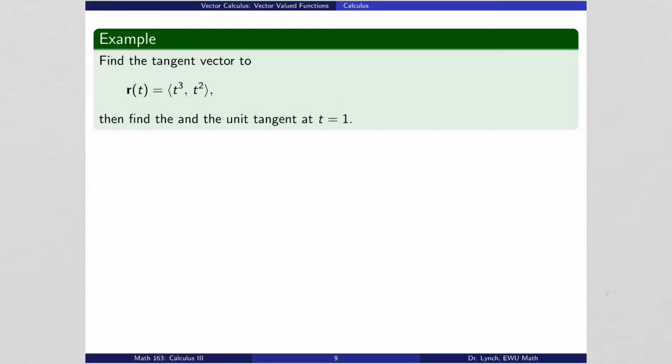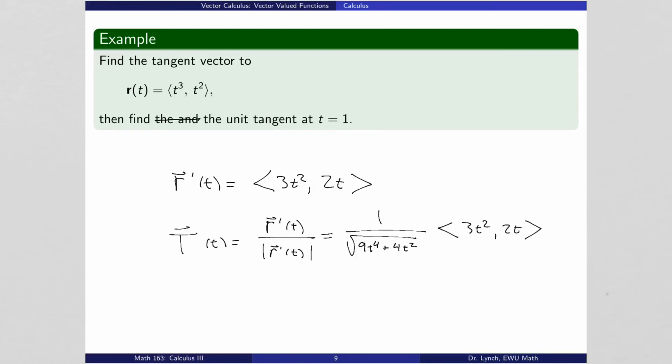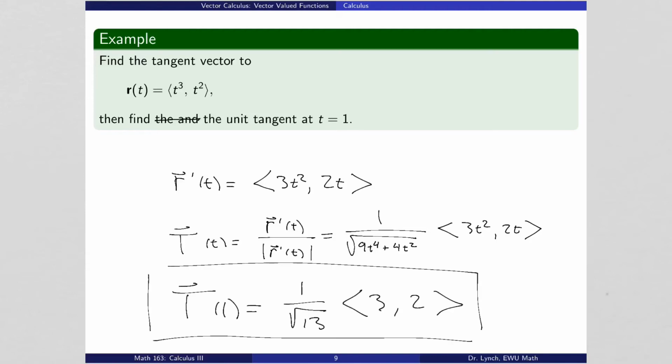Okay, let's go ahead and find the tangent vector and then find the unit tangent, typo there, at t equals 1. Okay, so again, the tangent vector is just given by r prime. The unit tangent, of course, is given by r prime divided by its magnitude. So here's r prime of t divided by its magnitude. And to identify the value of the unit tangent at t equals 1, we'll just plug in 1. So there's a unit vector representing the unit tangent at t equals 1.